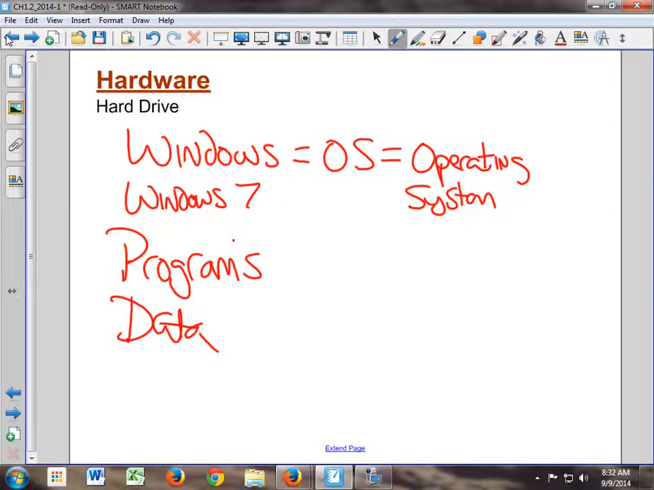Anyway, the hard drive is where we store this stuff. The better the hard drive, the faster Windows loads. The better the hard drive, the faster our programs load. The faster it saves, the faster it shuts down. If you put a side-by-side comparison with one of the 5400 speed drives and the solid state drives, it's a pretty substantial difference.